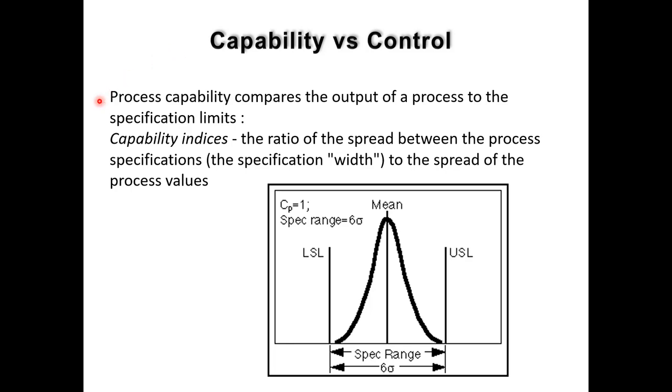Process capability will compare the output of a process to the specification limits. If you remember specification limits, we have lower and upper specification limits. Normally the upper and lower specification limits are the limits or specifications given by the design department.